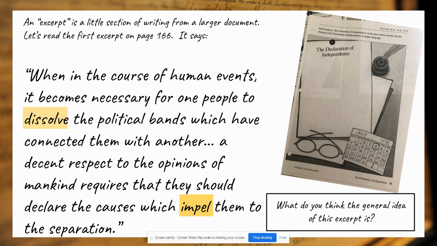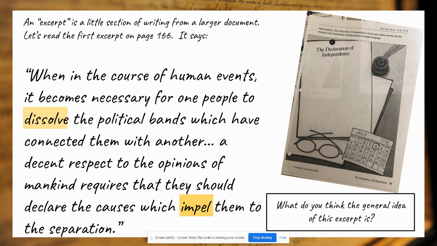Before we read this excerpt, I wanted to point out the two highlighted words. Dissolve means to break apart. If you had a sugar cube and you put it in water and it dissolves, it's coming apart and melting into the water slowly. And this word impel means to motivate or to push forward. An excerpt is a little section of writing from a larger document. Let's read the first excerpt of the Declaration of Independence on page 166.